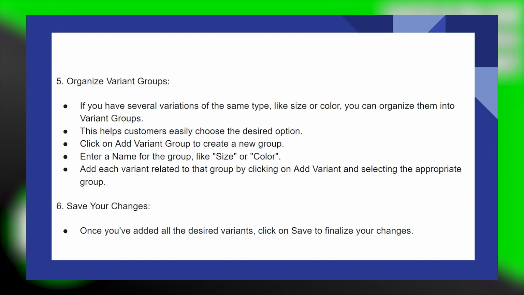Now, click on Add Variant Group to create a new group. After that, enter a name for the group, like size or color. Then add each variant related to that group by clicking on Add Variant and selecting the appropriate group. Once you've added all the desired variants, click on Save to finalize your changes.